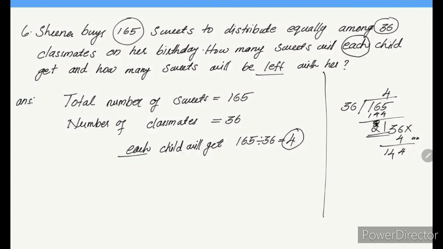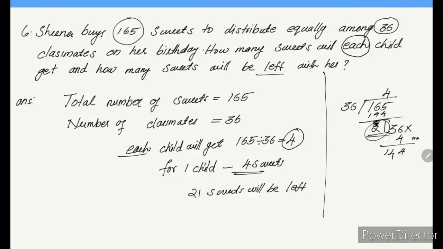That means here she can distribute 4 sweets equally among her classmates. For each child, 4 sweets. They will get 4 sweets each. And how many sweets will be left? 21 is our remainder. That means 21 sweets will be left.